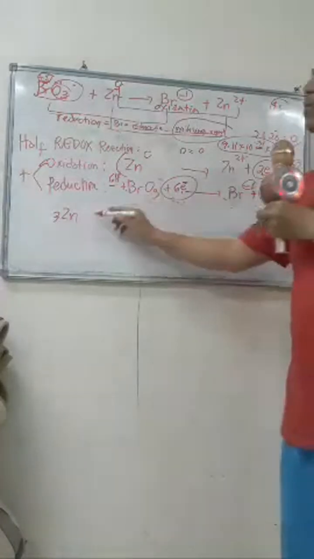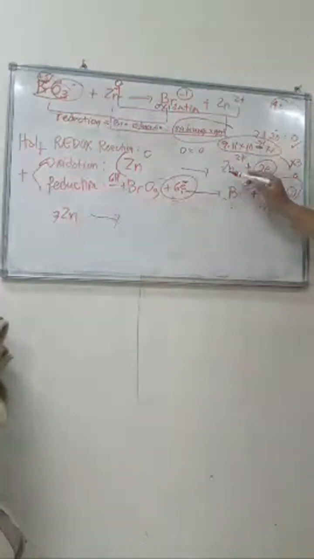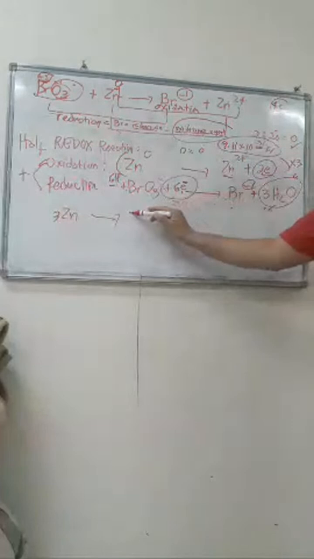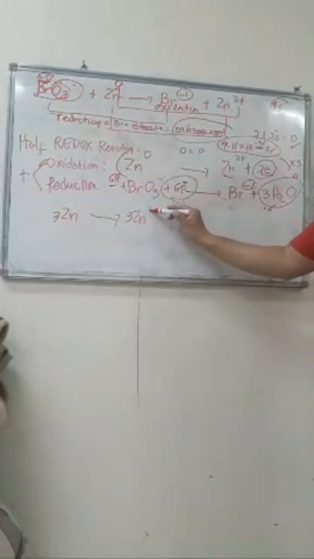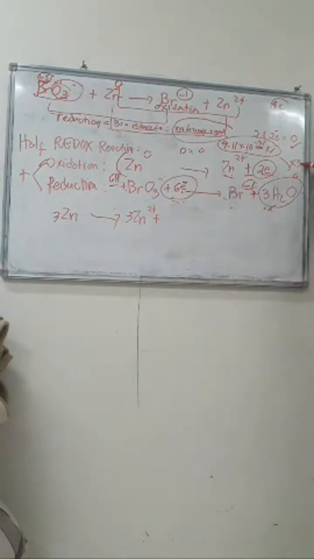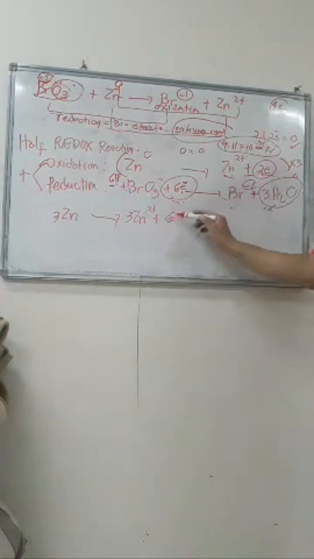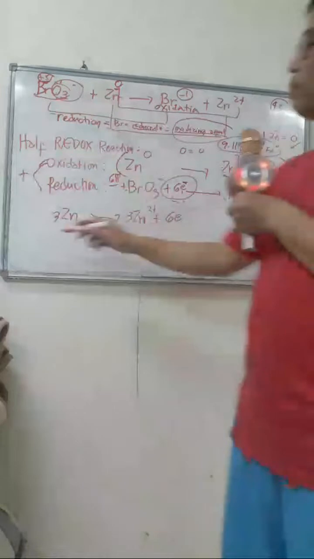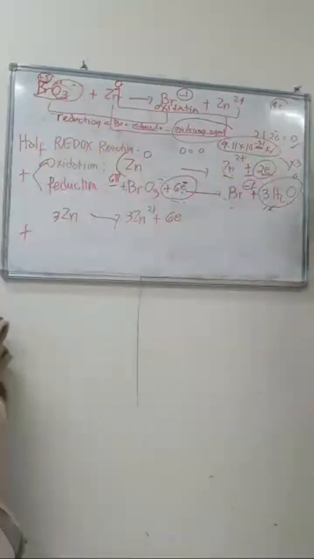Is equal to, so this is zinc 2 plus. So 3 times zinc 2 plus, so 3 moles of zinc 2 plus, plus 2 electrons times 3, 6 electrons. That is your oxidation. Go to the reduction because you have to add them. So put plus here. Reduction: you don't have to do anything because it's already 6 electrons, equal to the 6 electrons in your oxidation.